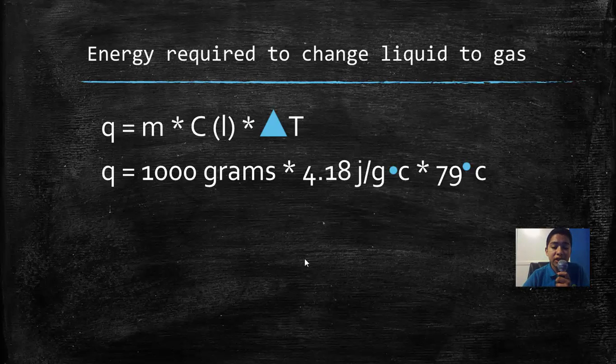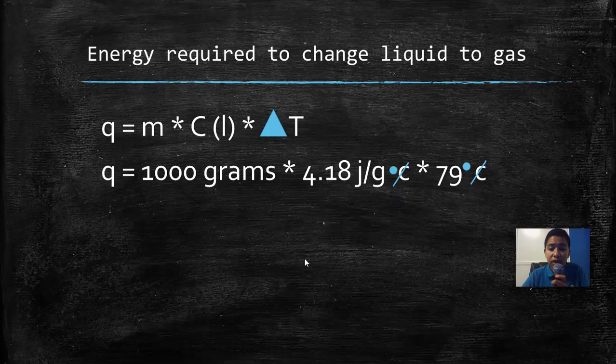Let's move on and plug in some numbers. Since we have 1,000 milliliters and 1 milliliter equals 1 gram, that gives us 1,000 grams of water times 4.18 joules per gram degree Celsius, which is the specific heat capacity of water, times 79 degrees Celsius, which is the amount of heat required to change the liquid to the gas. Since we start off with 21 degrees Celsius, and 21 degrees plus 79 degrees gives us 100 degrees, which is the point at which water turns to gas.